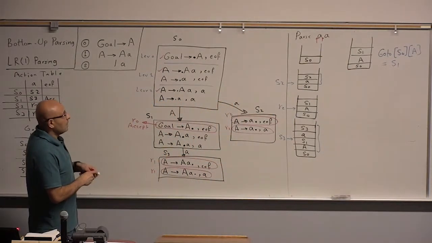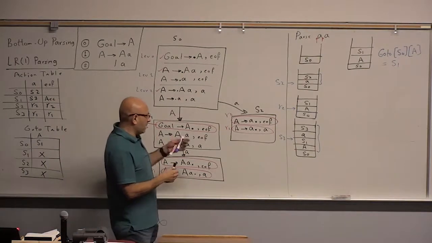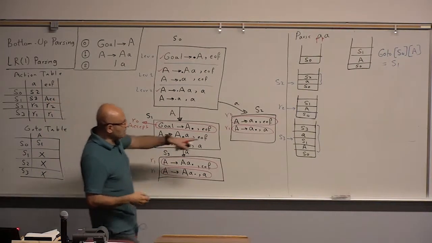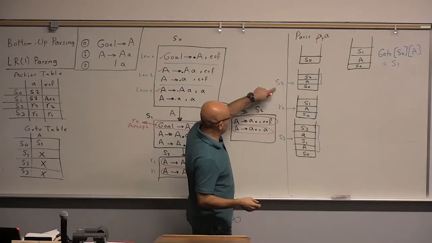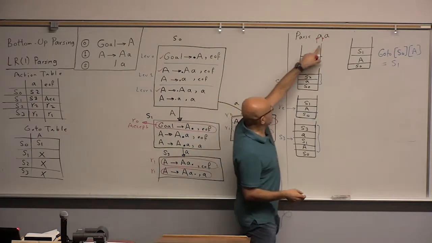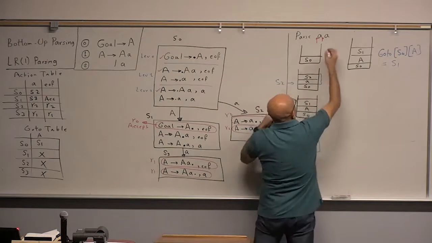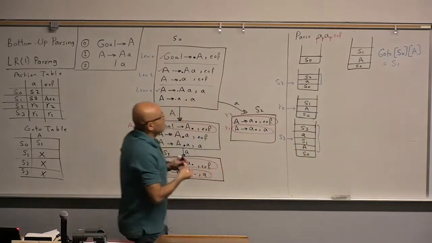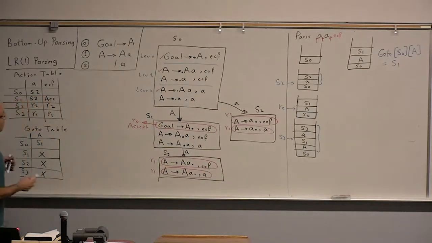OK? By the way, what did we forget? We forgot something. When we shifted here, we did 2 shifts. The first shift got us here. The second shift got us here. So now our look ahead is end of file. So now I'm in S1 and I'm seeing end of file. So this tells you accept. You are done.